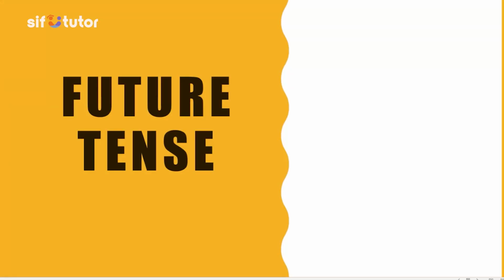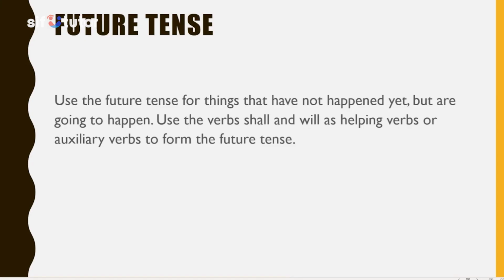Future tense. So future tense is used when we want to talk about something that has not happened yet. We're talking about things that we want to happen or things that we predict to happen in the near future.